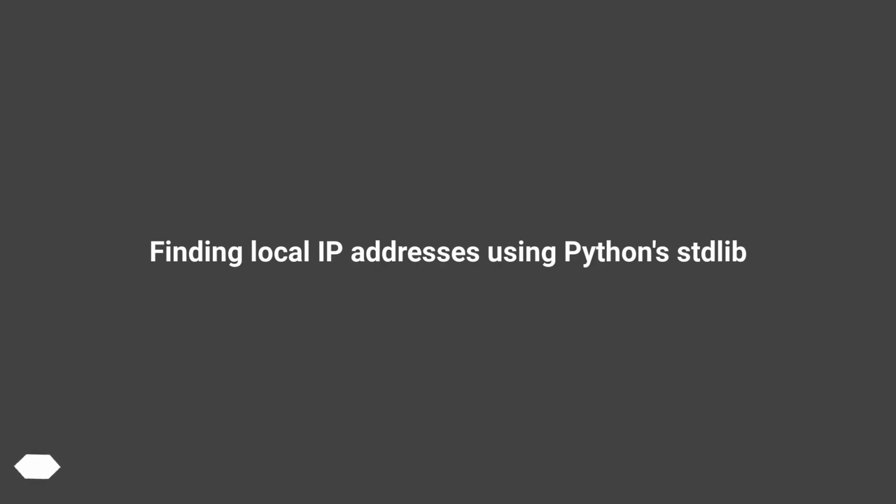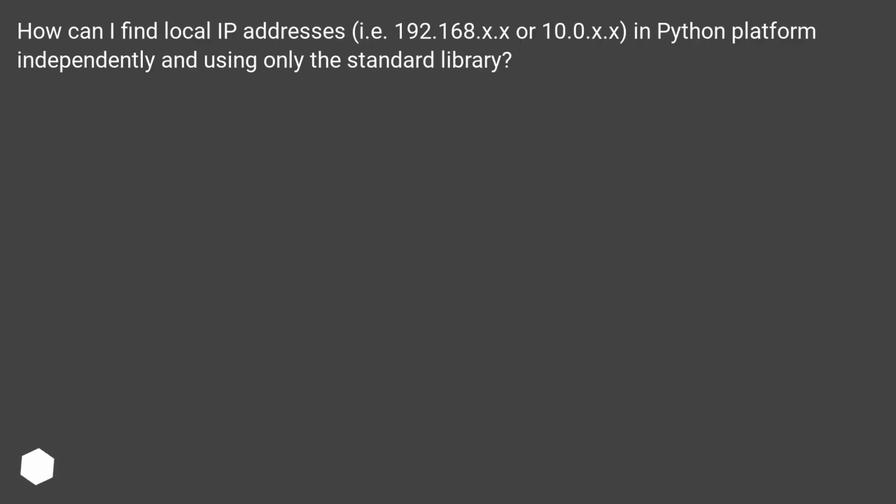Finding local IP addresses using Python stdlib. How can I find local IP addresses, i.e. 192.168.x.x or 10.0.x.x, in Python platform independently and using only the standard library?